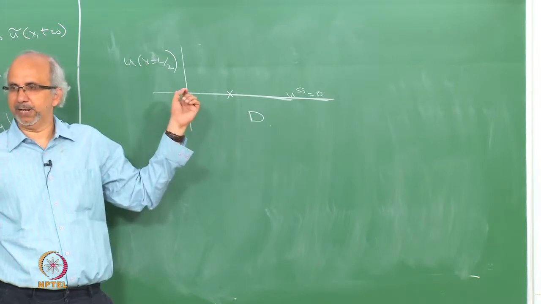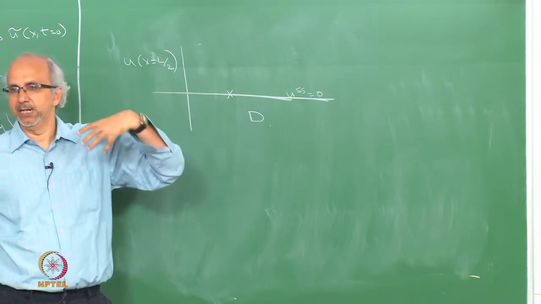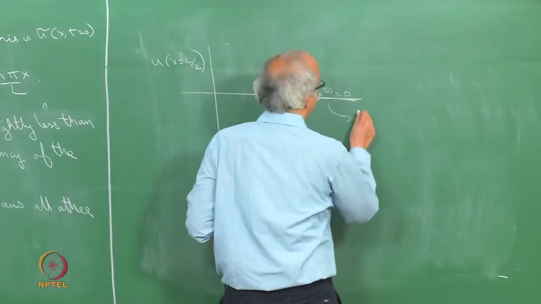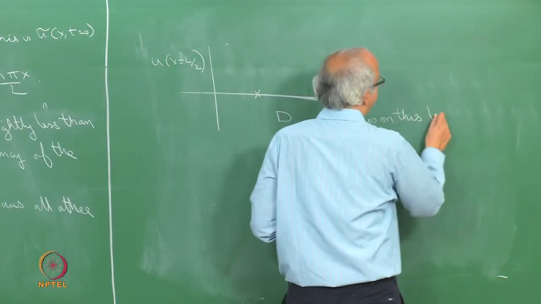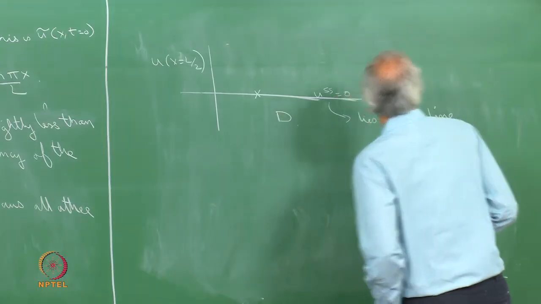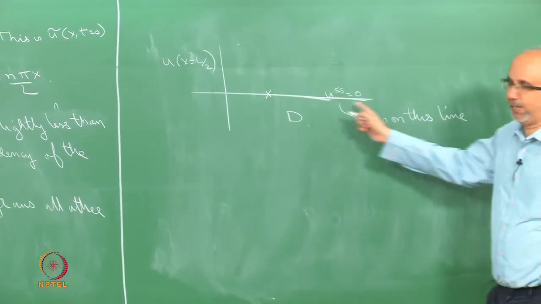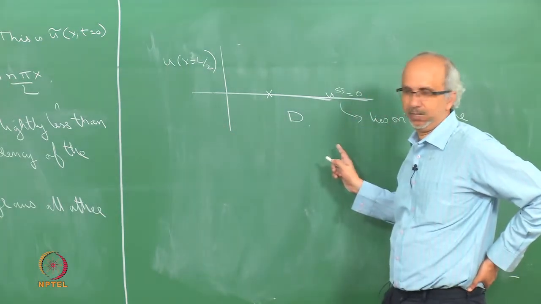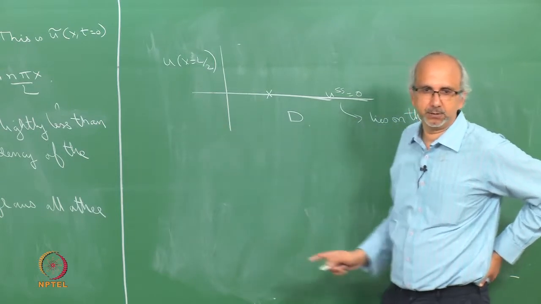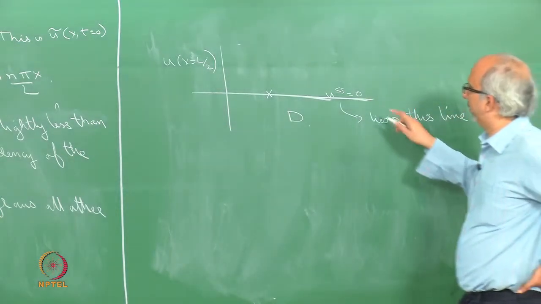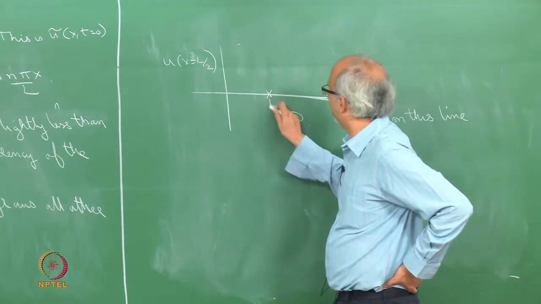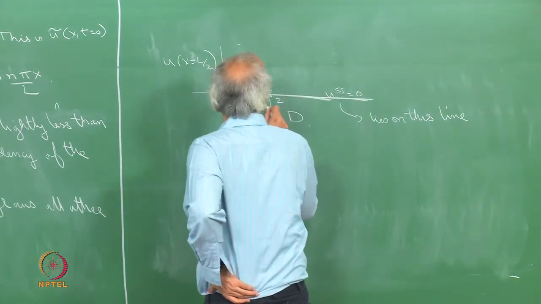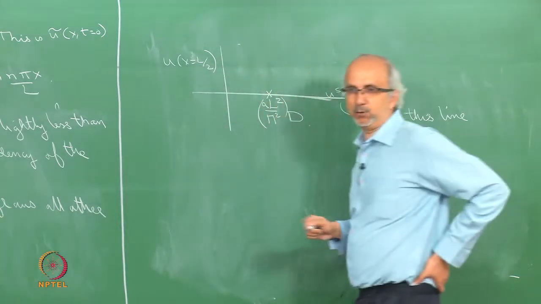So, what I am doing is trying to represent how the steady state depends upon the parameter d. USS equals 0 lies on this line, and this is true for all values of the diffusion coefficient. Of course, we do not want to go to negative diffusion coefficient because that does not make sense. This is, let us say, my critical value. What is my critical value? A L squared by pi squared, and that is a number which I can calculate.